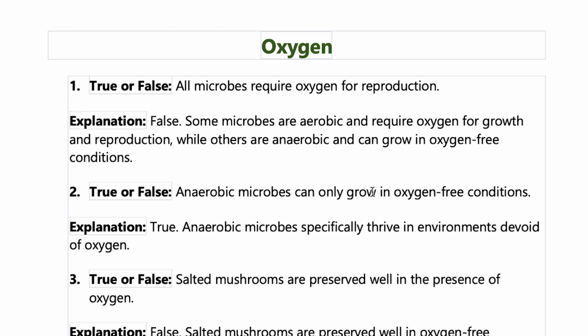Okay, first, all microbes require oxygen for reproduction. The answer is false. Some microbes are aerobic and require oxygen for growth and reproduction, while others are anaerobic, which means they can grow without oxygen, in oxygen-free conditions. Second, anaerobic microbes can only grow in oxygen-free conditions. Yes, so we remember these words, anaerobic and aerobic.